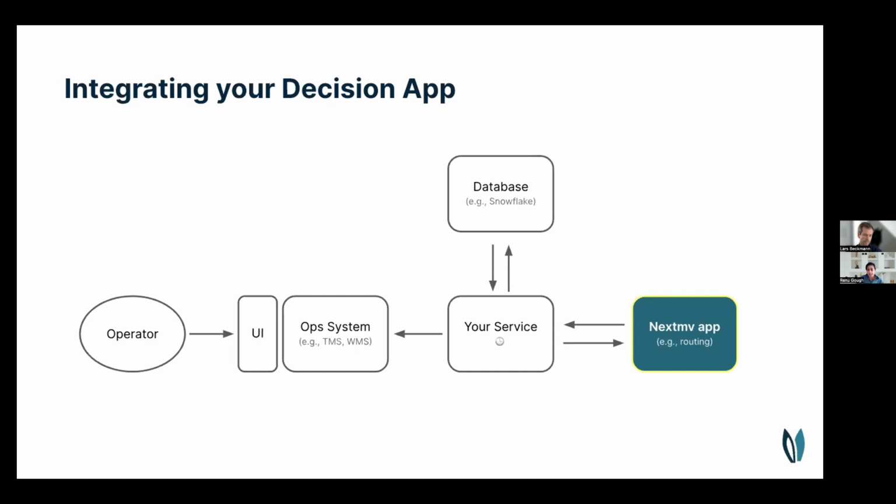And you interact with this NextMove app from your decision service using unique API endpoints, those bidirectional arrows there. This service could be a routing service, scheduling service, and so on. It can also be thought of as a plan client. What it's going to be doing is reading from your database, submitting runs to your NextMove app, getting those results, and sending those plans on to your ops system for your operator to consume.